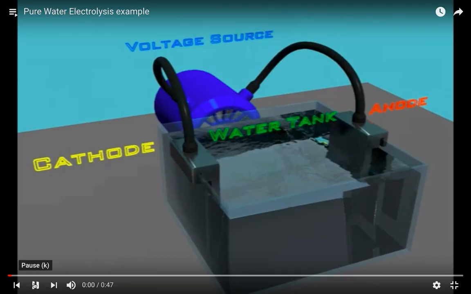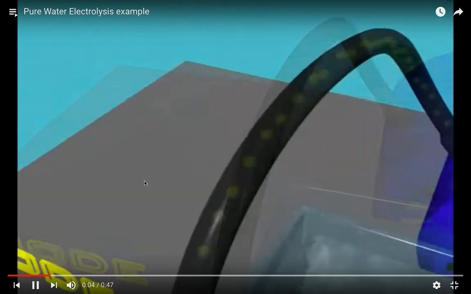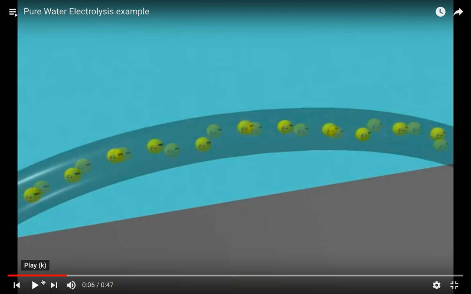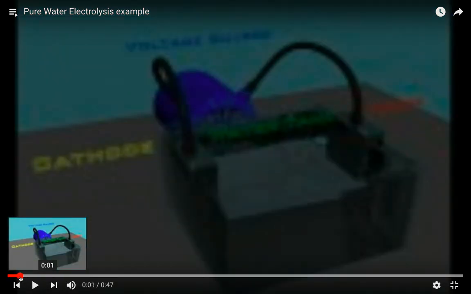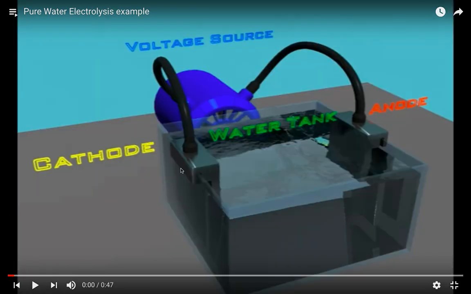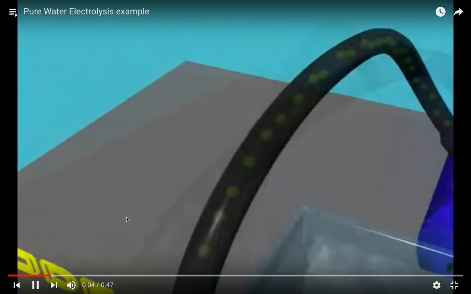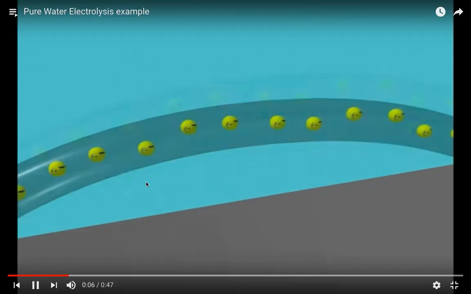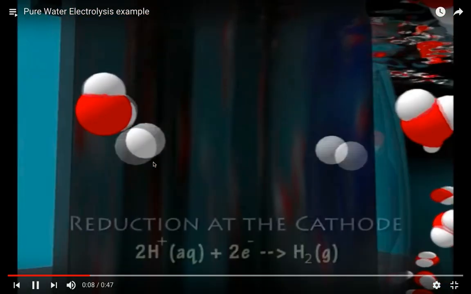And I'm just going to run the animation here. So the negative terminal is called the cathode, and the positive terminal is called the anode. Okay. And what's basically going to happen here, this is pure water, and we're going to energize the cathode and make it the negative terminal, the anode the positive. So at the negative terminal, we have basically electrons.